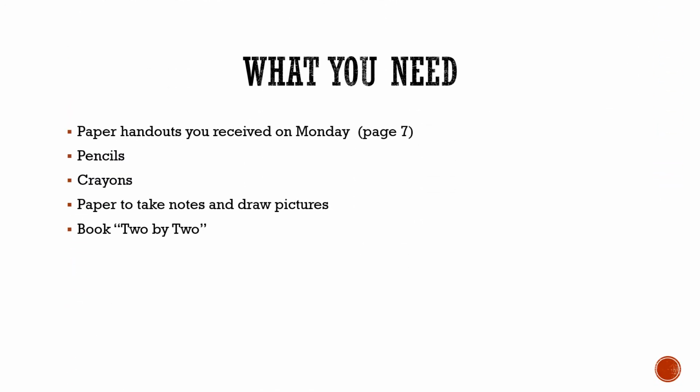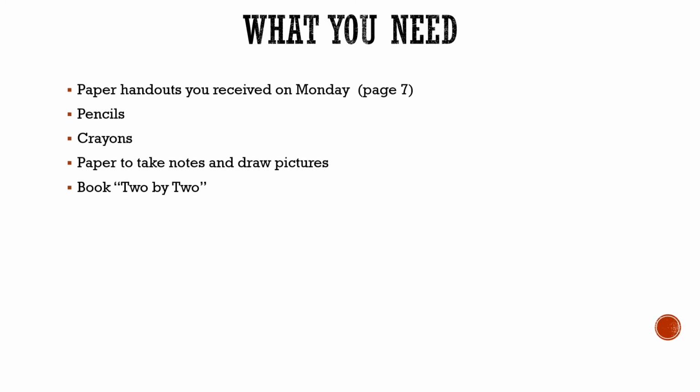What you need. You're going to need your paper handout you received on Monday. Today we're going to work on page 7 of that handout. And some pencils, crayons, markers, whatever you have laying around, a piece of paper to take notes or draw pictures. And if you don't have that handout, that page 7, you can just use a piece of paper to do that. And then our book 2 by 2 we'll go over later in the week.